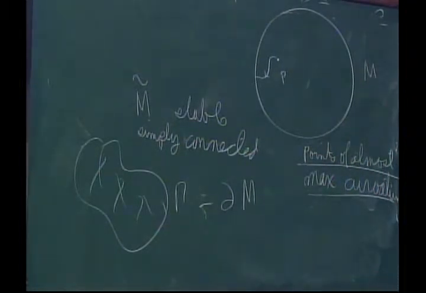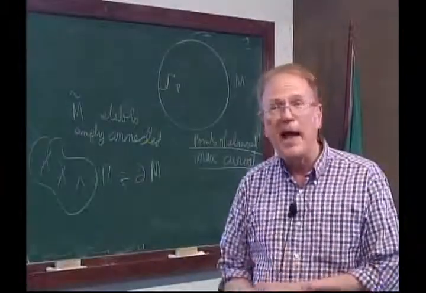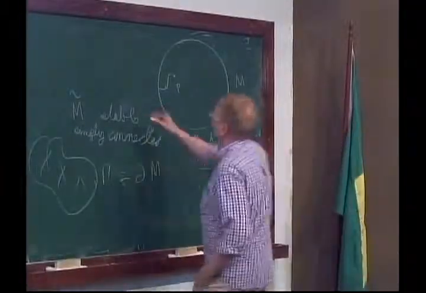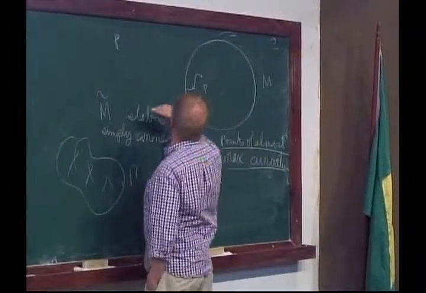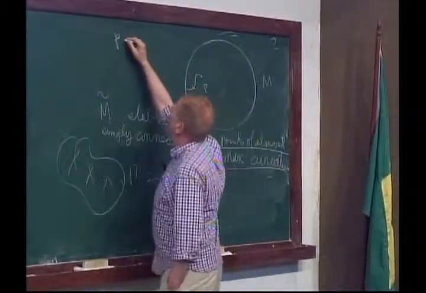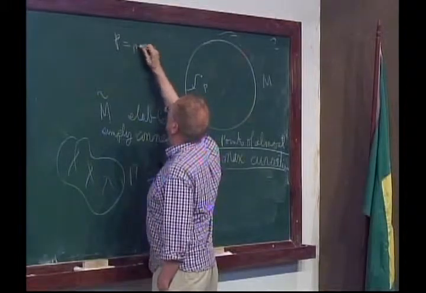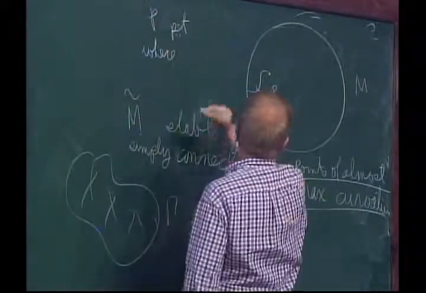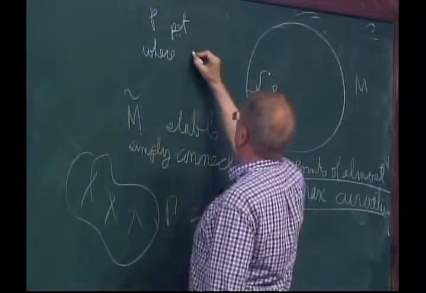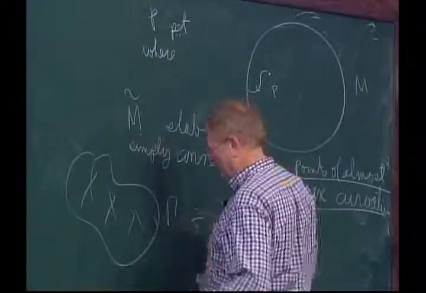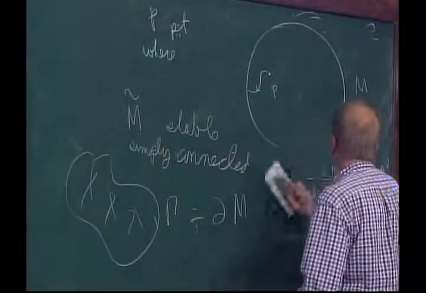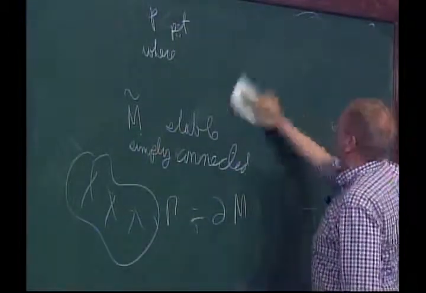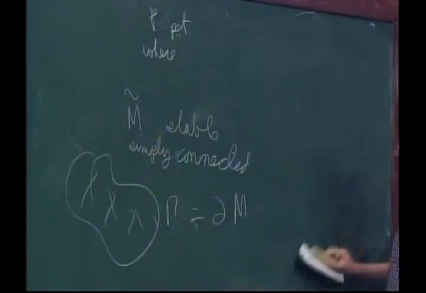What does that mean? If the surface is compact, then I can pick a point P with the following property. P is a point where... I didn't do this too well. Let me redo this. Let's not assume the surface is compact.